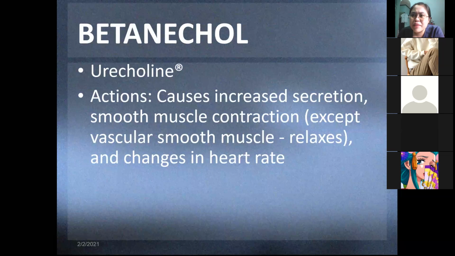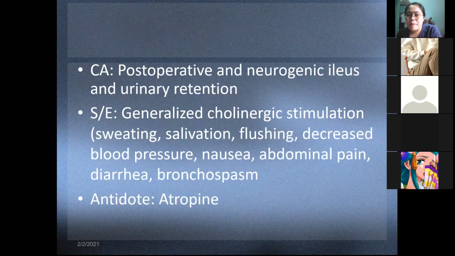So, unsay action ni bethanechol? Since its structure is patterned to acetylcholine, it's actually the same. DUMBBELS: increased secretion. Sa GIT, there will be contraction of the gastrointestinal tract smooth muscles except for the blood vessels. We call it vascular smooth muscle pag blood vessels. So baliktad siya, mag-relax siya. And then there will be changes in the heart rate. Remember, B for DUMBBELS is bradycardia. Okay? Again, ang effect ni bethanechol, since pattern siya kay acetylcholine, DUMBBELS gihapon.